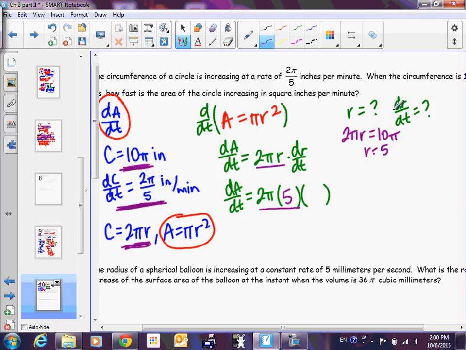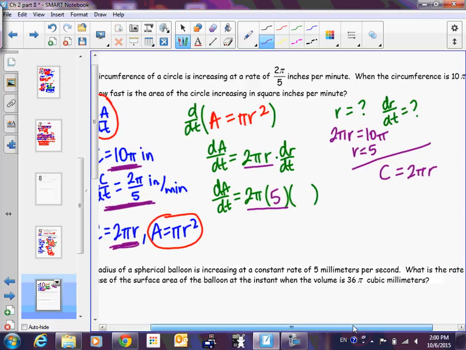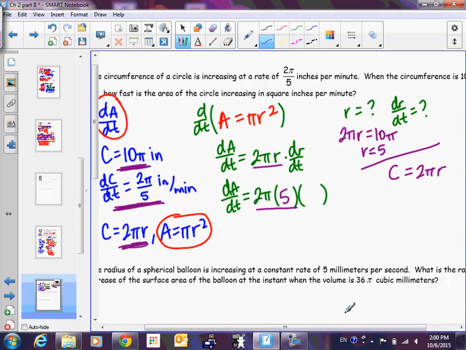Okay, dr over dt is going to take a little bit more doing. For this one, I'm going to have to actually derive the C equals 2 pi r formula. I didn't know that ahead of time, really. As you do these, you're going to start to recognize it earlier, but you're not going to always know what you need to do. That's okay. Just go through the problem and say, well, I got to derive C now.